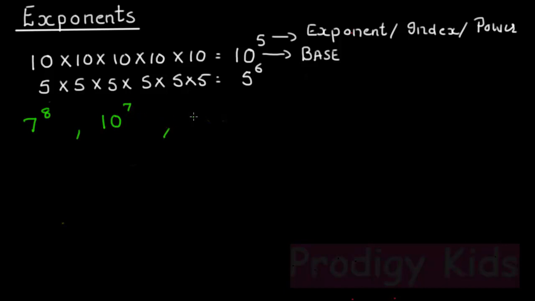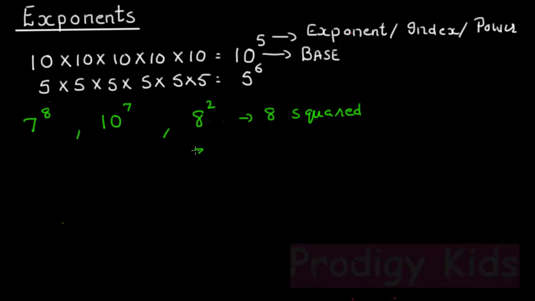What if I have a number like this? 8 raised to 2. Now this can be read in 3 ways. Most commonly it is read as 8 squared. Or you can also read it as 8 raised to 2 or 8 to the power of 2. But as I said, most commonly it is read as 8 squared.